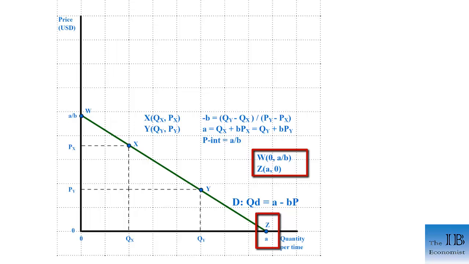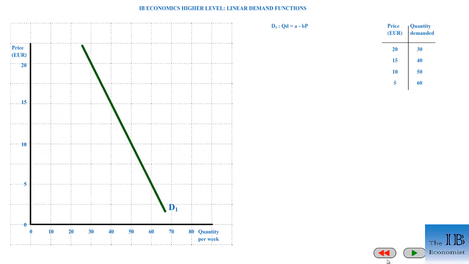Z represents the q-intercept, and its coordinates are a and 0. W represents the p-intercept, and its coordinates are 0 and a divided by b. In the following example, we are going to apply numerical values, and we'll find the true value of negative b and a. We are just given an equation, qd is equal to a minus bp.